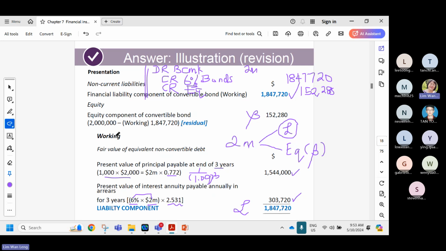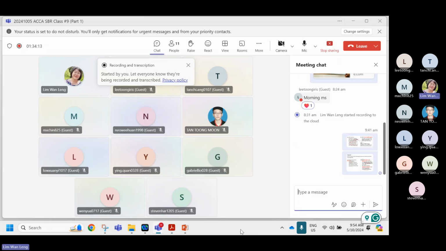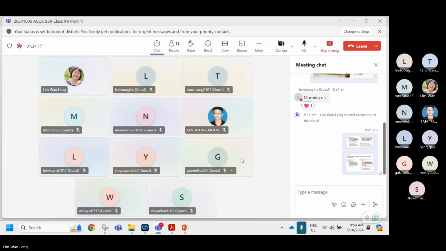Any questions on this? Okay so far? No issues? If no issues, just say no issues.